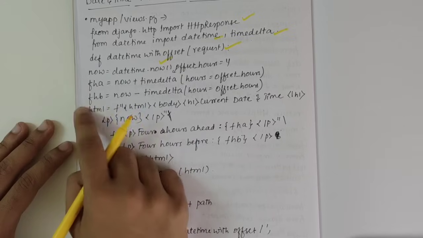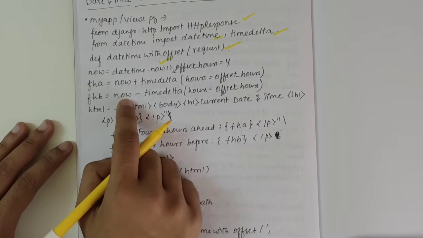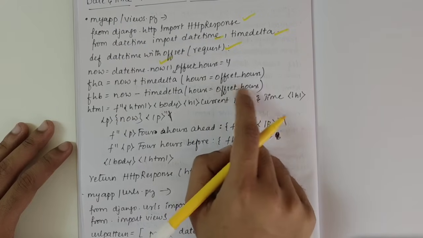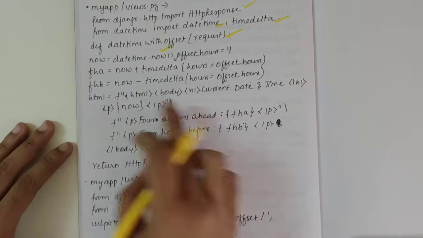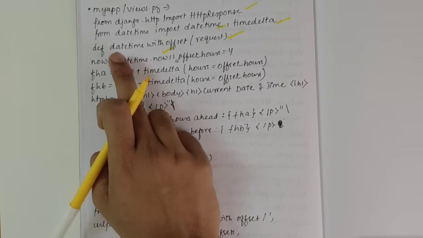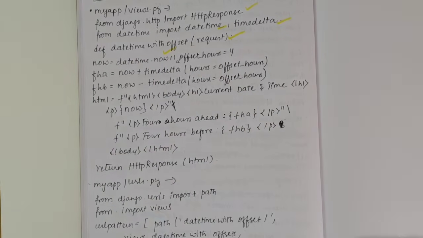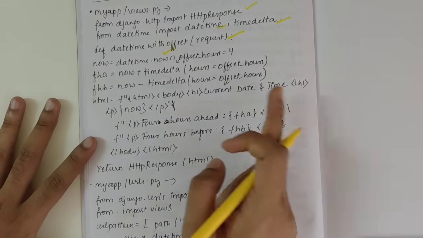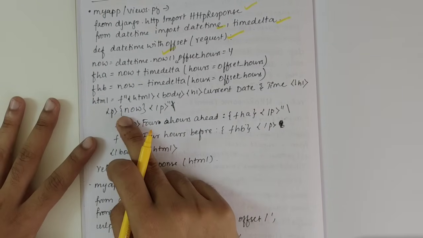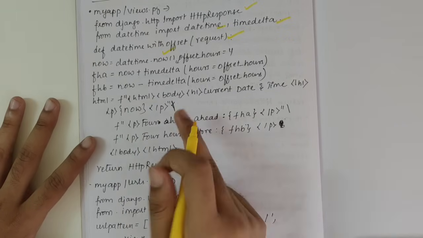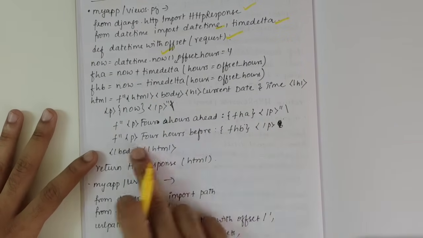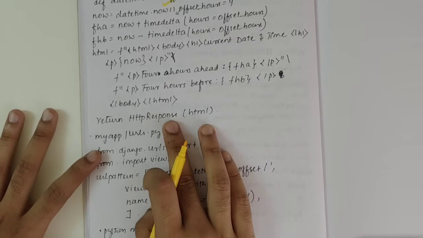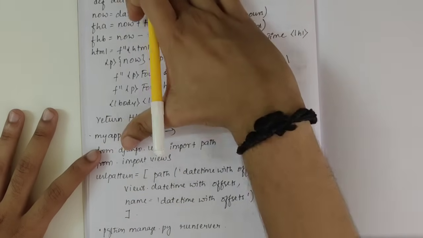Similarly, 4 hours before: FHB is equal to now minus timedelta, hours is equal to offset_hours, specifying this value. So further, once I have got the FHA and FHB values along with the now value, I'll provide the HTML output, that is the HTML body, defining it as current date, and I'm providing the output now. And next, I have 4 hours ahead, I'll be providing FHA, 4 hours before FHB, and closing this HTML part, I'll be returning HttpResponse html. So I'm done with my views part.